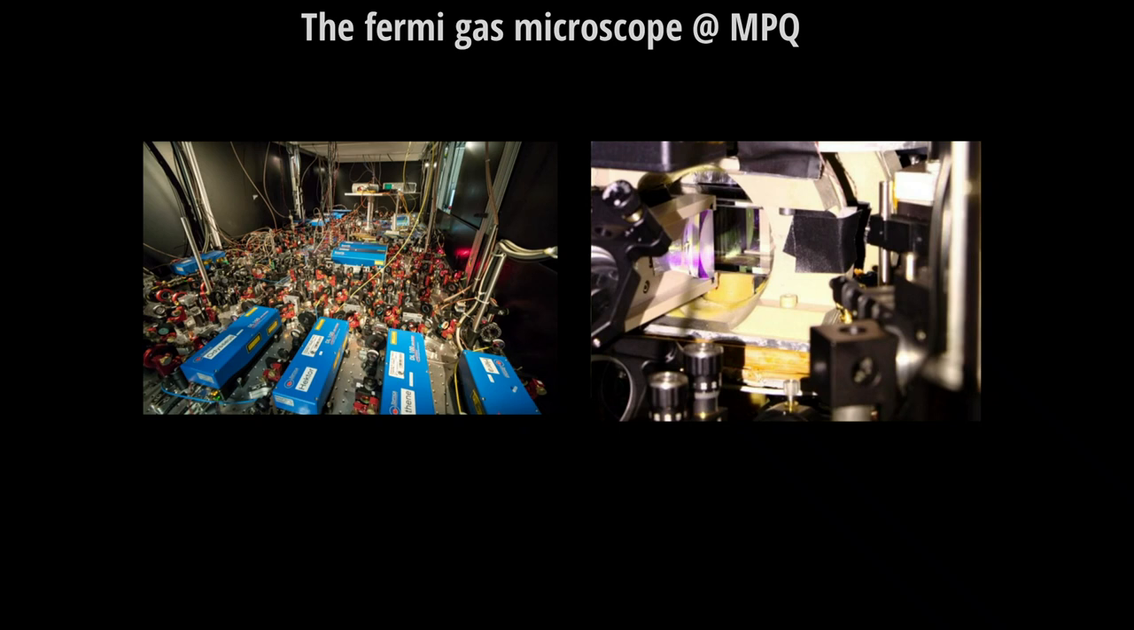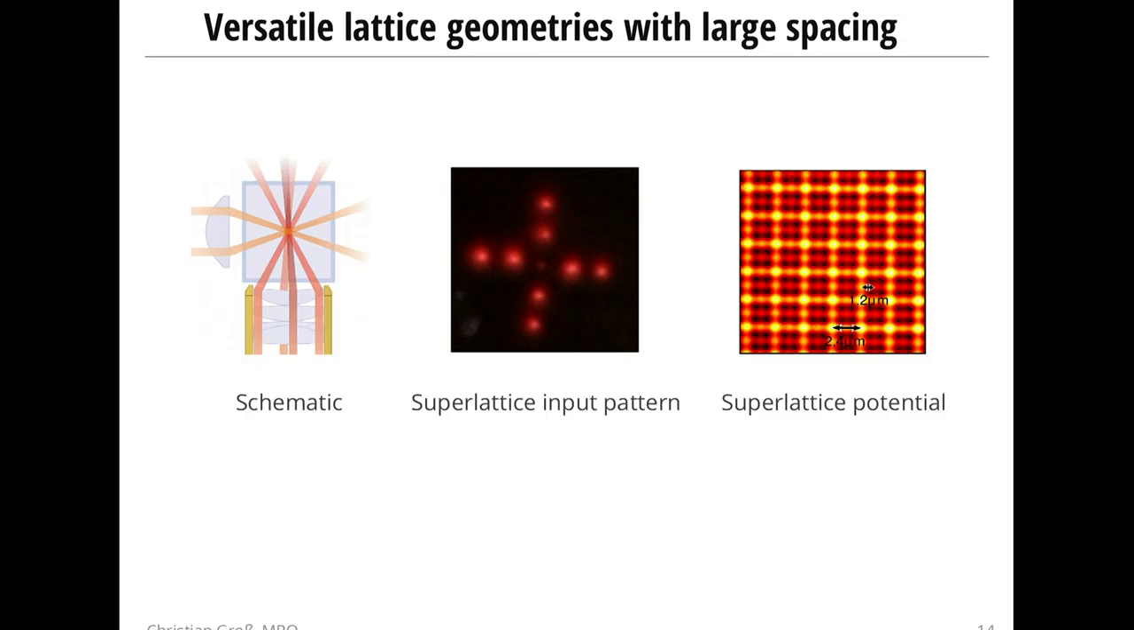What is the microscope? Well, that doesn't look very spectacular. It's this piece of plastic from below that we use to detect the atoms with a resolution of roughly 1 micrometer. So we are not so much in the typical microscope domain, but I want to give you an idea why that actually works.